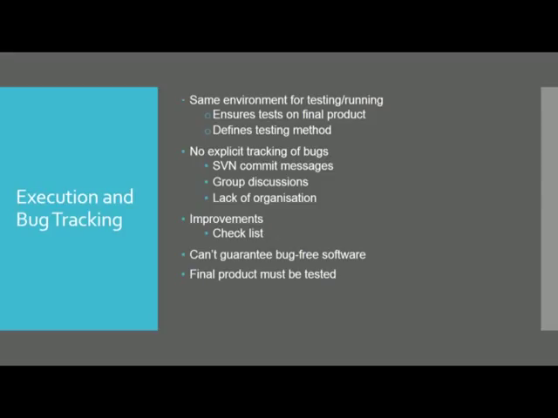Versions of the software that fail certain tests are committed to SVN with appropriate messages and then discussed amongst the group, but again are not explicitly documented. This method is dangerous as it can result in miscommunication and disorganization within the group. A better method would have been to have some form of checklist that is regularly updated with bugs that have been discovered or fixed, and states any test cases associated with said bugs.